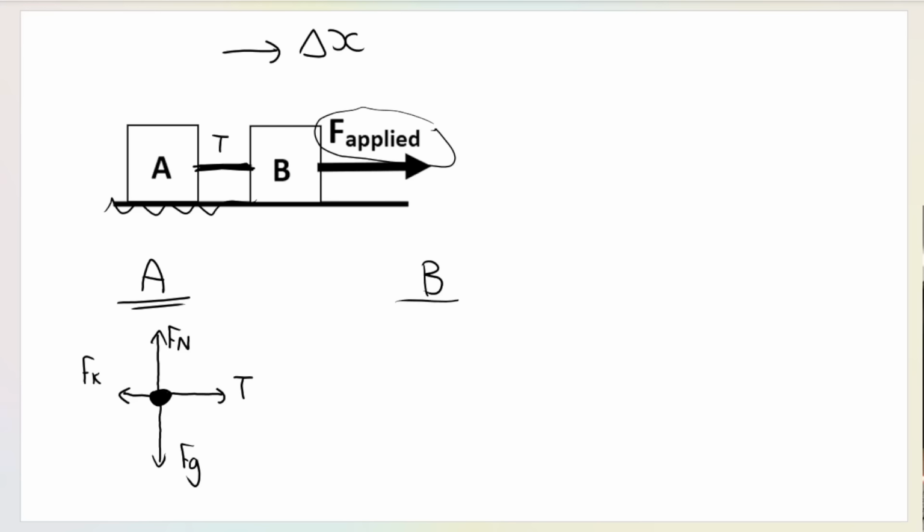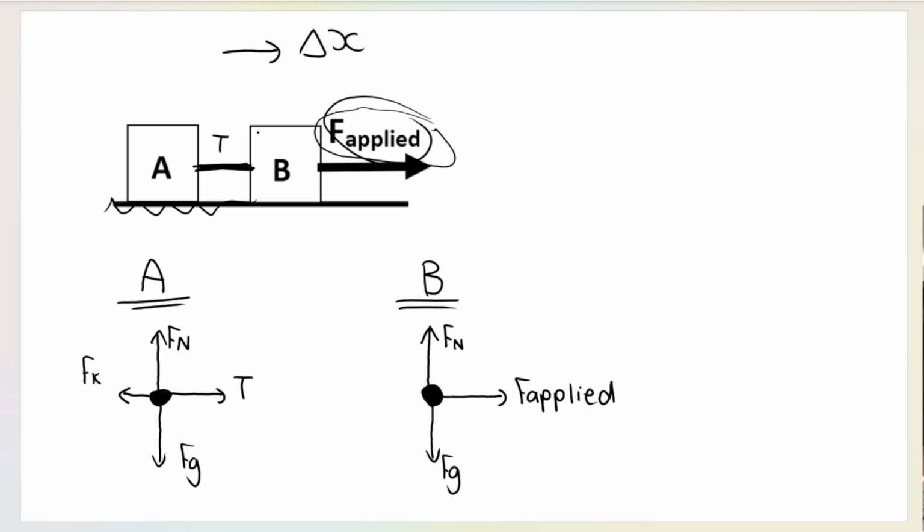What about B? Well, draw a nice big dot for me. Extra big for B. I'll show you why now. Okay, please make it look like a dot though. Okay, mine looks more or less like a dot. I've got Fn acting straight up. I've got Fg acting straight down. Just try and make this N a little bit smaller, like F baby N. I've got an applied force pulling B to the right. So that will be F applied.